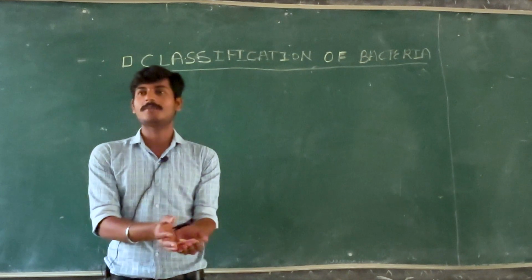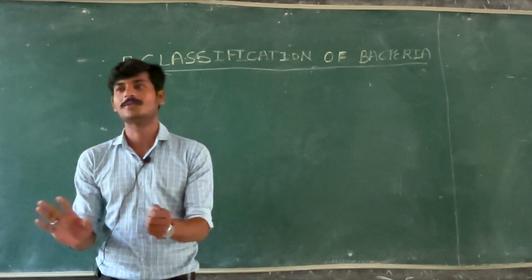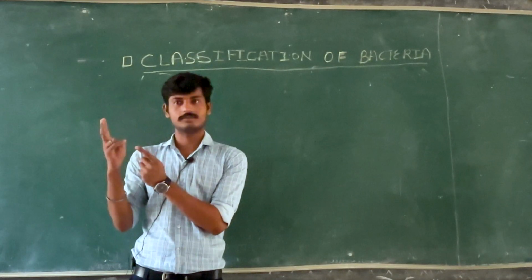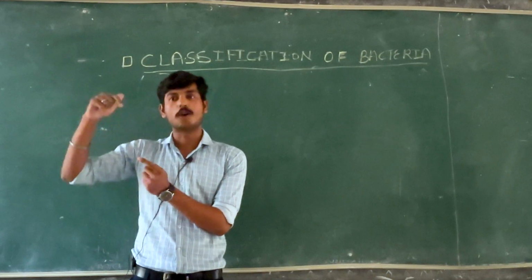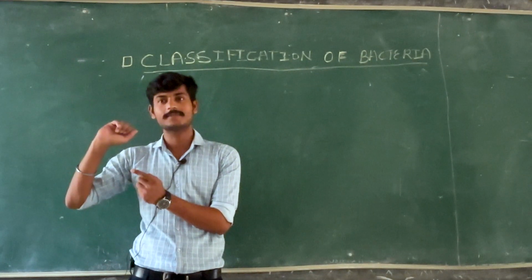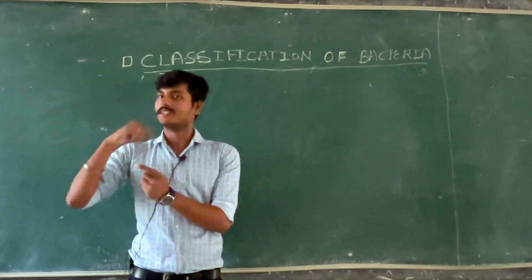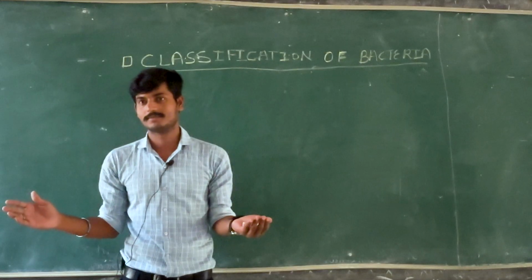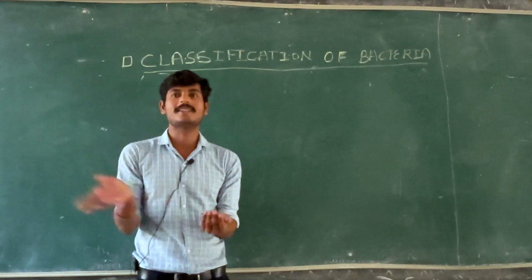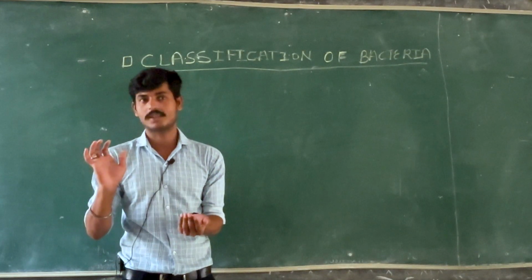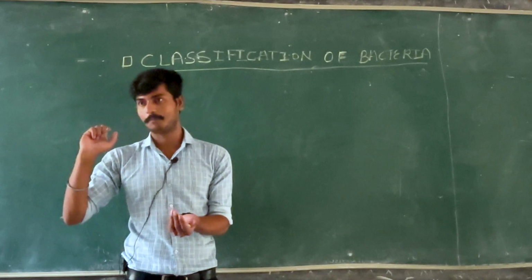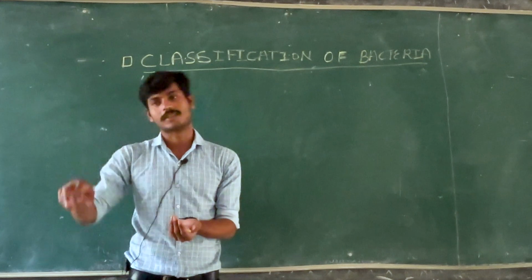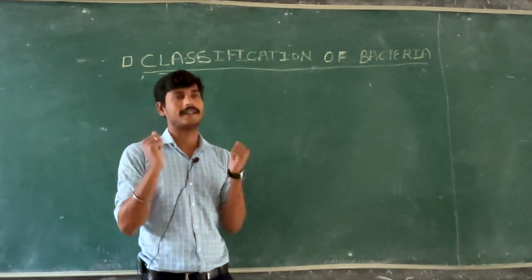And there is a certain category of bacteria that do not need oxygen. It means we have two broad classifications on the basis of oxygen requirement. The bacteria which do not need oxygen for their survival are called anaerobes, or anaerobic bacteria. And the bacteria which need oxygen are called aerobic bacteria.